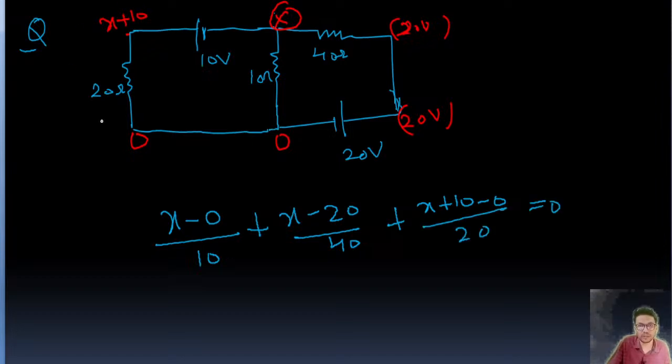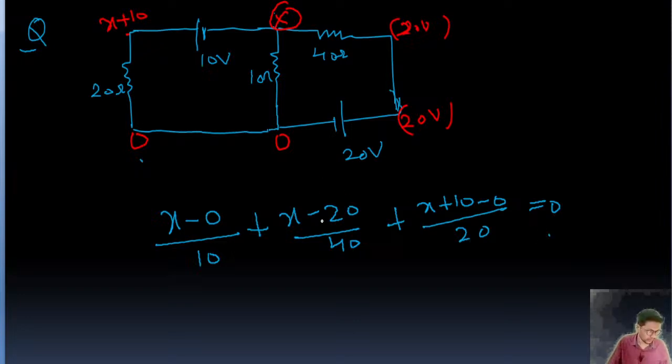This is a very important point, guys. Simple, very simple. x minus 20 upon 40 and x minus 0 upon 10, right? Here there is no resistance between this voltage and this voltage, so we are not going to use KCL here. We'll use nodal analysis between here because between these two voltages there is a resistance, right? So then x plus 10 minus 0 upon 20, right?